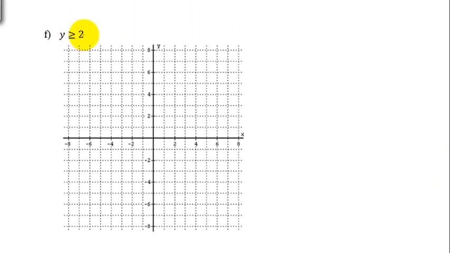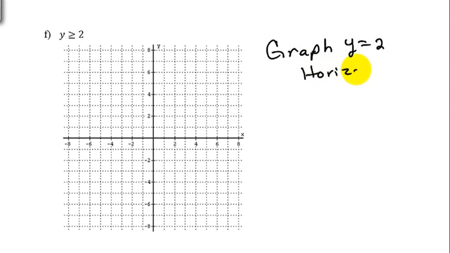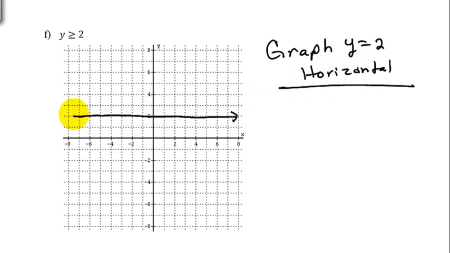Our next one here, y is greater than or equal to 2, so we want to graph y equals 2. This is a horizontal line. And it passes through 2. So you don't really need to plot any points to graph a horizontal or vertical line. And it gets graphed as a solid line because it does have an equal sign. And then this is y values that are greater than 2.